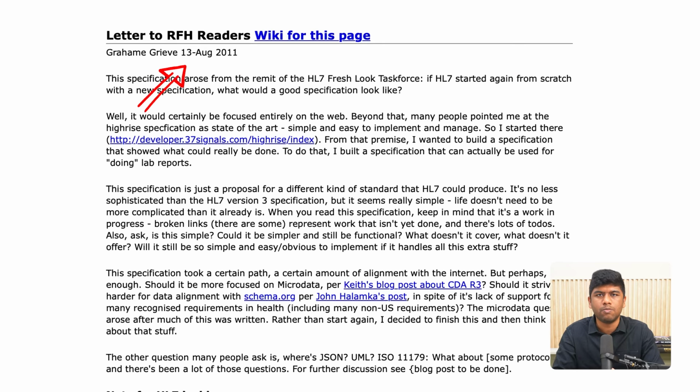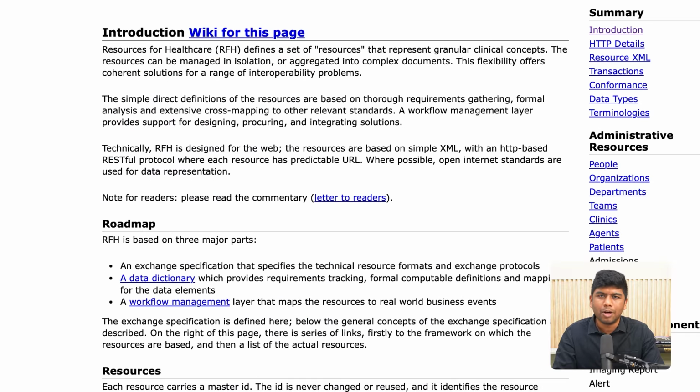Over the next few months, Grahame worked on this idea alongside his day job, and then he published it on his blog, Health Intersections, in August of 2011. It was titled Resources for Health, and he just asked feedback from implementers and the health IT community at large. The fall meeting of HL7 was only a few weeks after this. They saw Resources for Health and decided to work on it further.